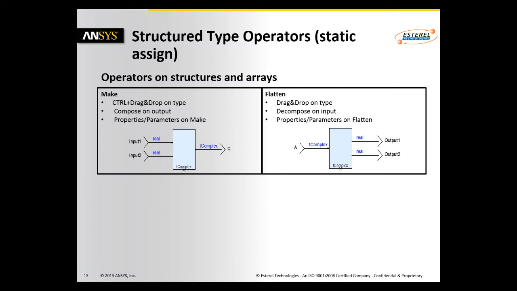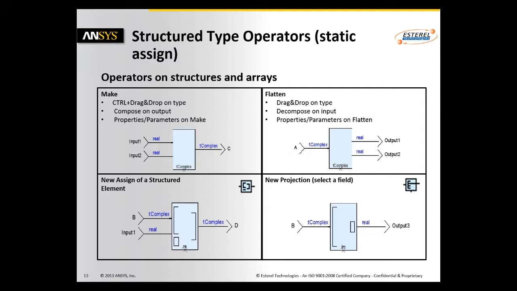The reverse operation is a flatten. A flatten takes the whole structured flow as an input and outputs each member of the structure as a separate output. Again, the name of the type figures at the bottom of the flatten operator.